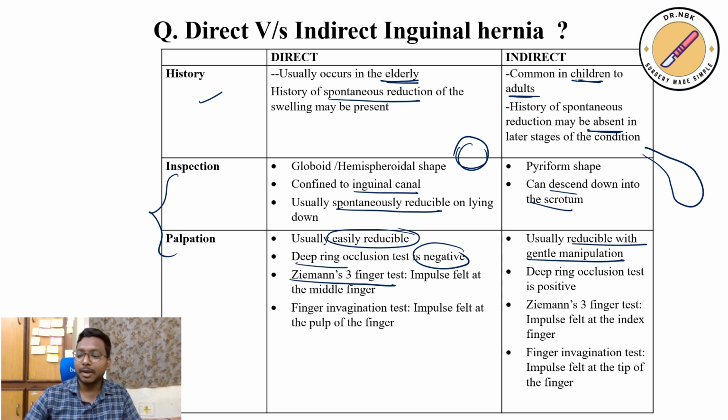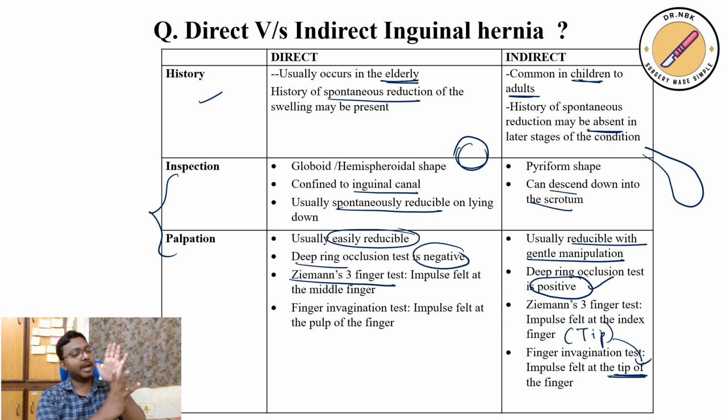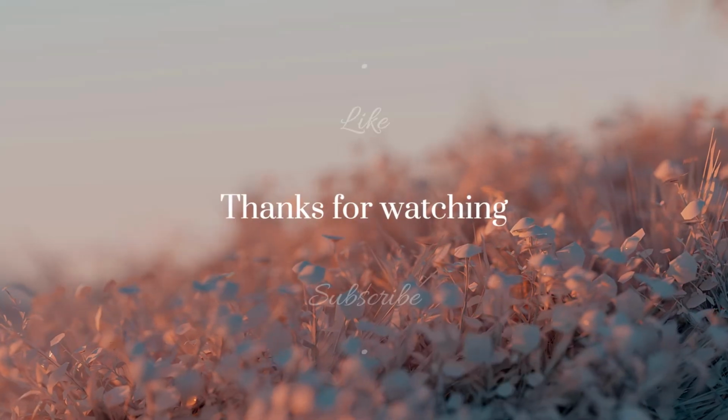Now, if you apply the same tests to the indirect inguinal hernia, the deep ring occlusion test, which is done to rule out indirect inguinal hernia, will be positive. Then in the three finger test, the impulse will be felt at the index finger. Next, in the finger invagination test, the impulse is felt at the tip of the finger.